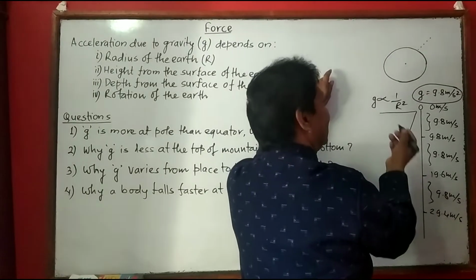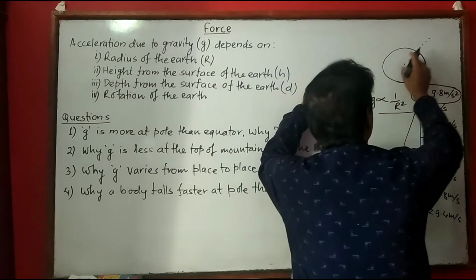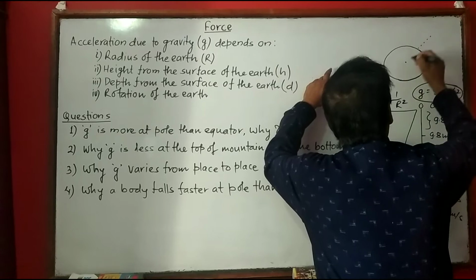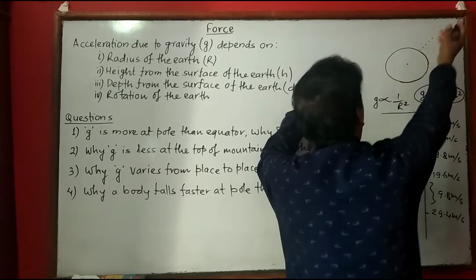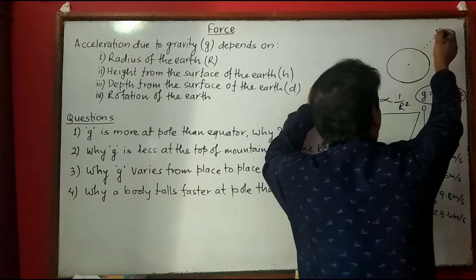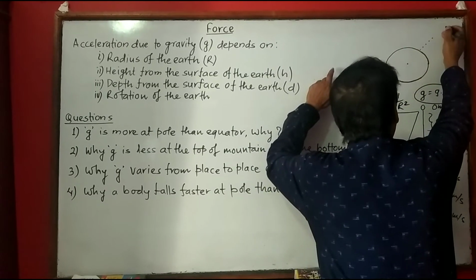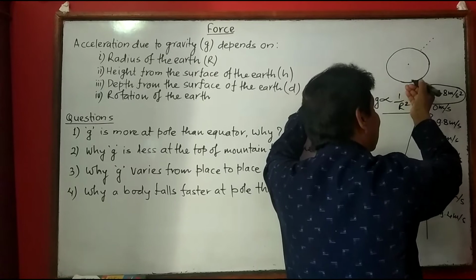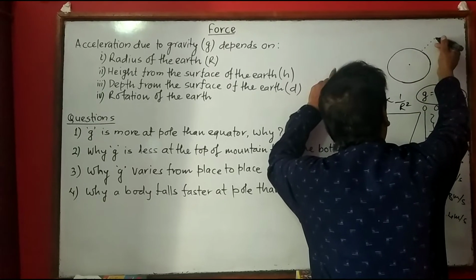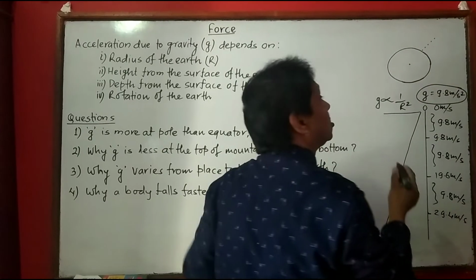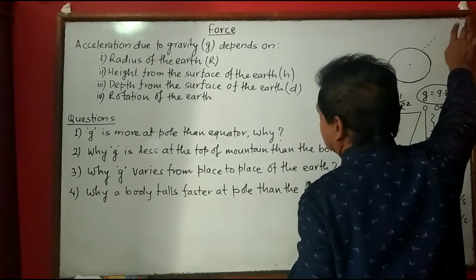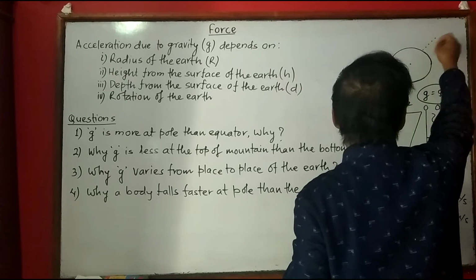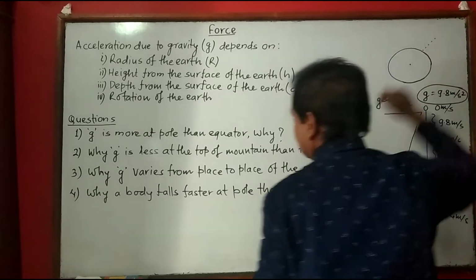What is the reason? The reason is very simple. When the distance of the object from the earth increases, the force of gravity or attraction force of the earth decreases. When distance increases, attraction decreases, and because of less gravity force, the acceleration produced due to that force will be less. That's why when height increases, acceleration due to gravity decreases.